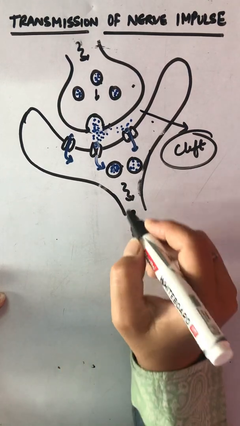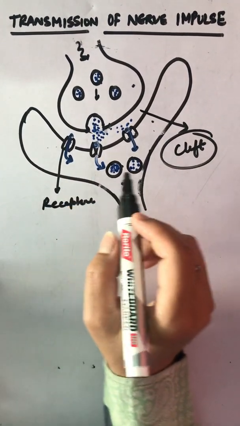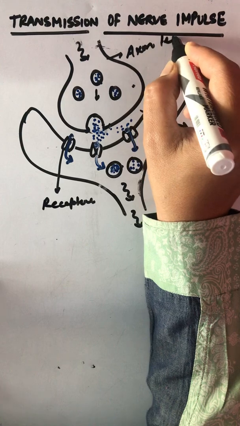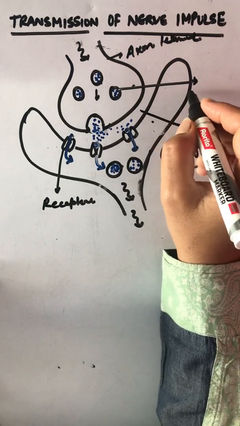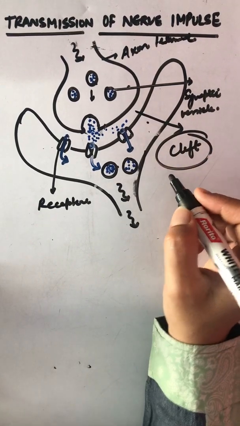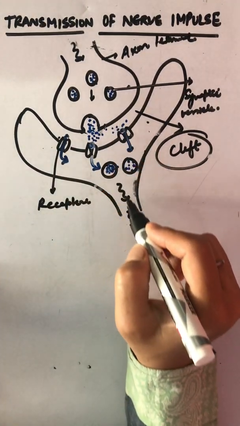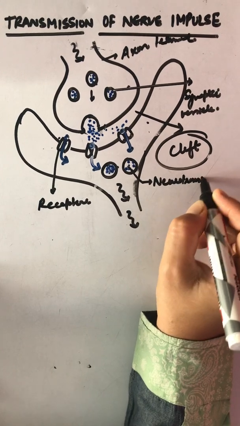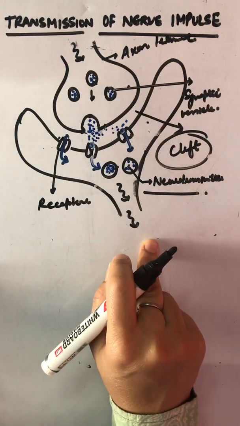Clear? Let's mark what all these are. These are the receptors. This is the synaptic cleft, as we have already mentioned. This is the axon terminal. Then this is the synaptic vesicle. Then this is the postsynaptic membrane, and ultimately the neurotransmitter is allowed to enter. This is the neurotransmitter. Clear? This is how the transmission of nerve impulse takes place.